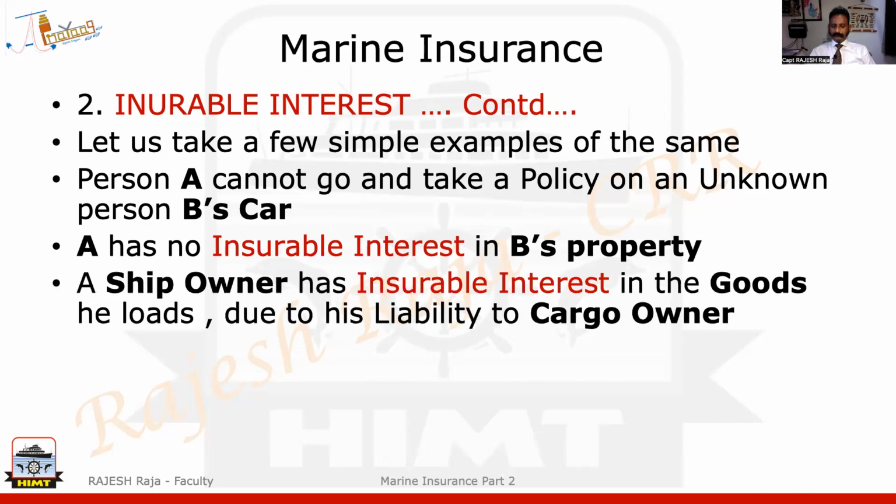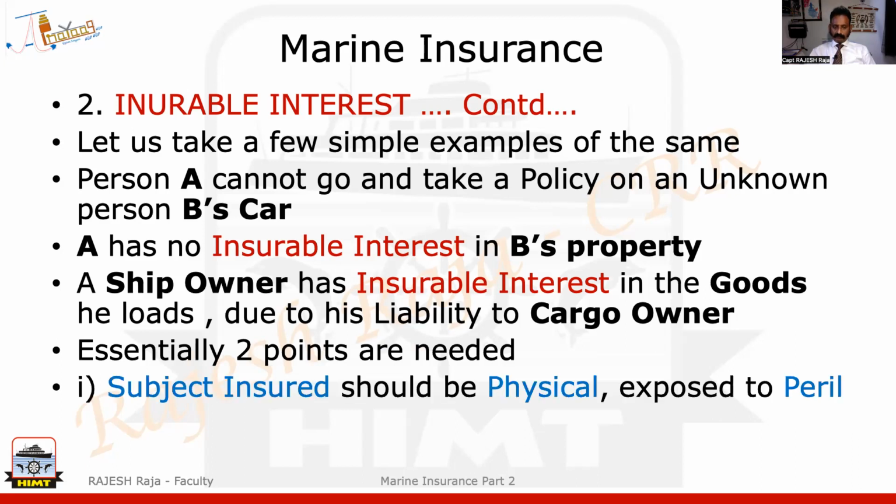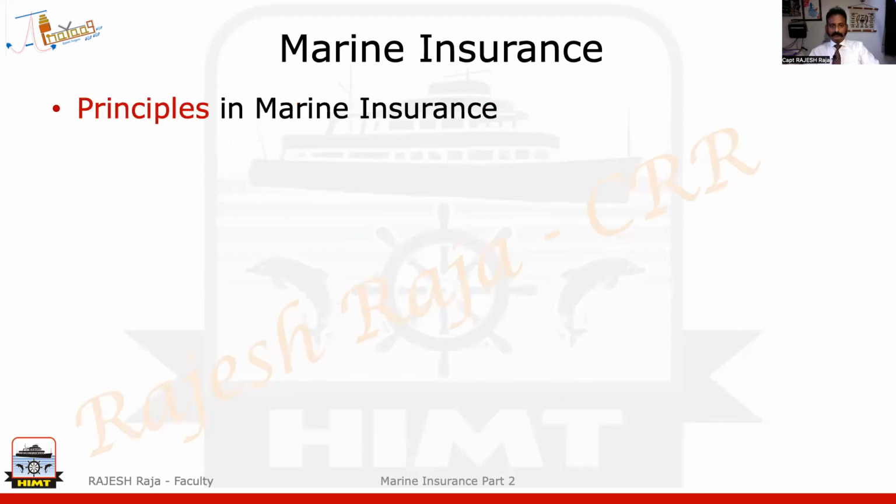Let me give you one more example. A ship owner has insurable interest in the goods he loads because if there is a damage, he has a liability to the cargo owner. Even though the cargo is not his, he still has insurable interest. Essentially, you must satisfy two points. Number one, the subject insured should be physical and it should be exposed to the peril which you are insuring. Second, I should have a legal relationship to that particular subject. That is what was wrong with A making insurance of B's car, which has no relation. So I should have a legal relation to that subject also. So this is your insurable interest.